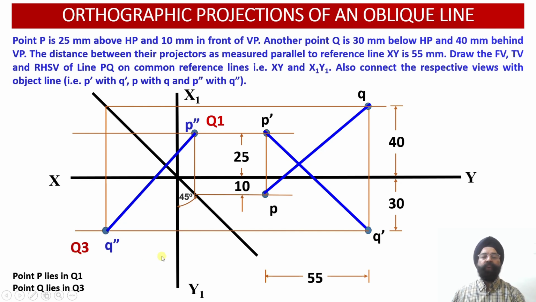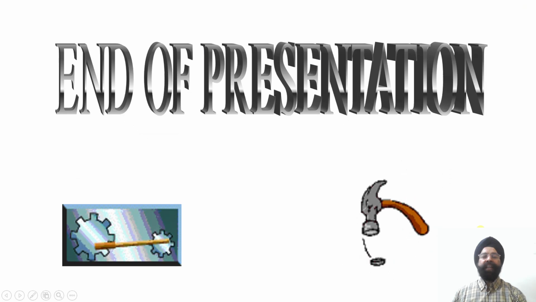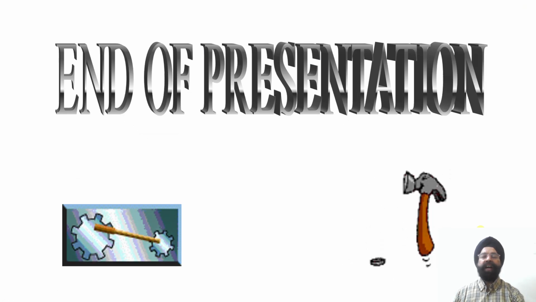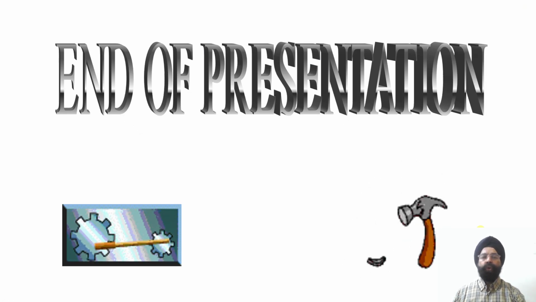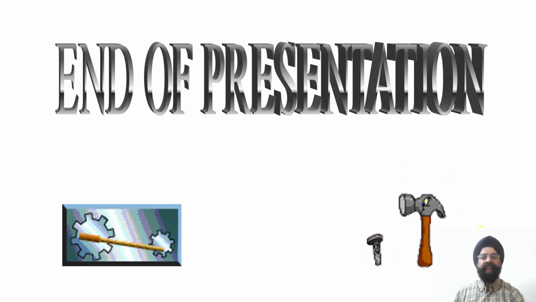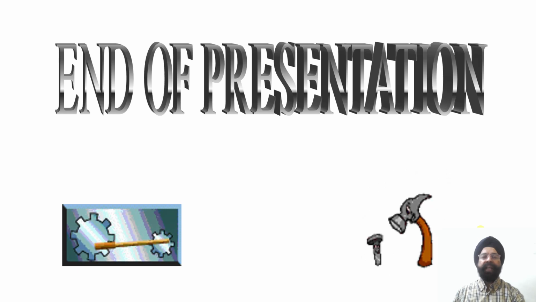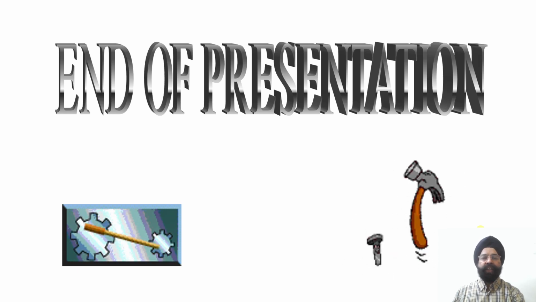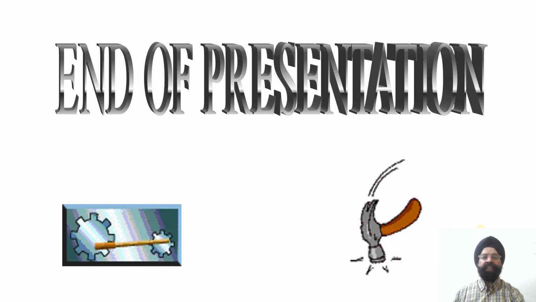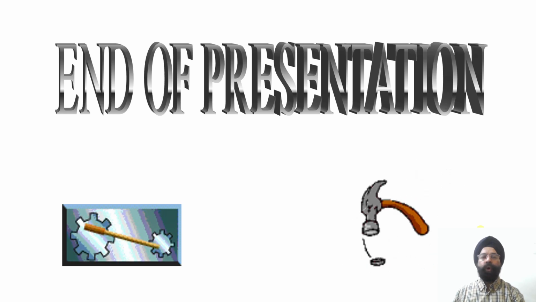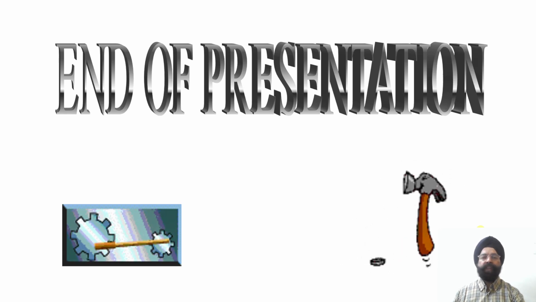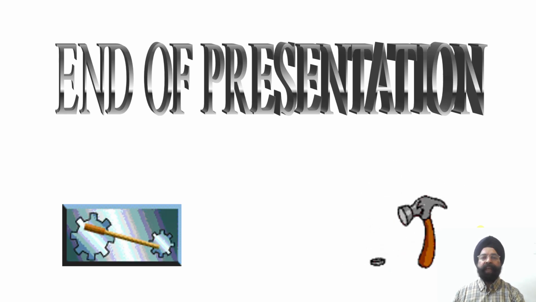So this is all for today. I hope that through this discussion you would have understood how we locate the orthographic projections of a line when the two ends of the line happen to lie in different quadrants. We'll be continuing with further discussion regarding a few more illustrative examples of projections of lines in the coming lectures.